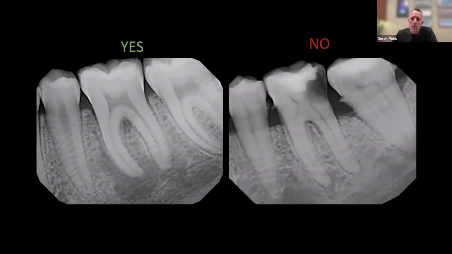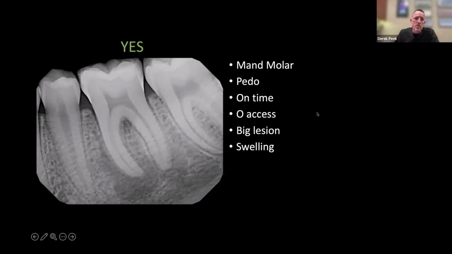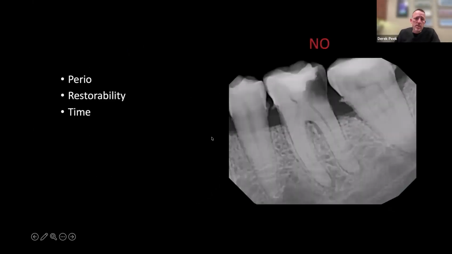And then this one, I think we can all look at that and go, yeah, that's going to be a perio nightmare. It's going to bleed like hell, and it's going to be tough to get a seal. Not that you can't do it, but that's just the reality of the situation. Looking at these two, I love GentleWave on mandibular molars. I think it's fantastic just to see the sealer rip through the isthmus between the two. And then this one was time and restorability and all the things.